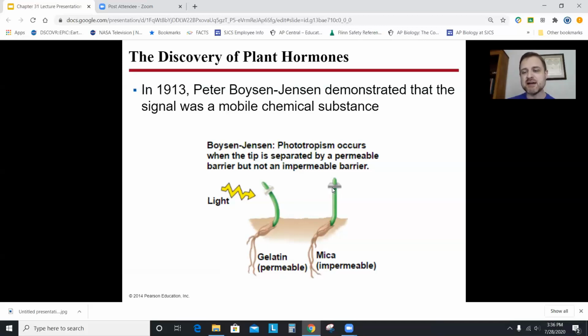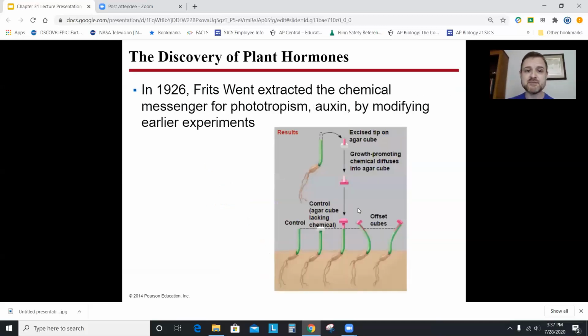Then he used mica, which is a kind of mineral, as a barrier in this case, and the plant did not bend. So in this case, the barrier was impermeable. The signal could not go through it. So there was some kind of chemical being made at the tip that's being sent down the grass.